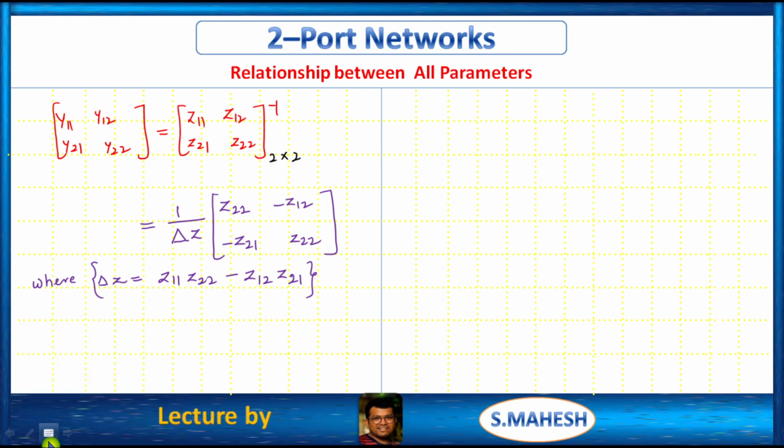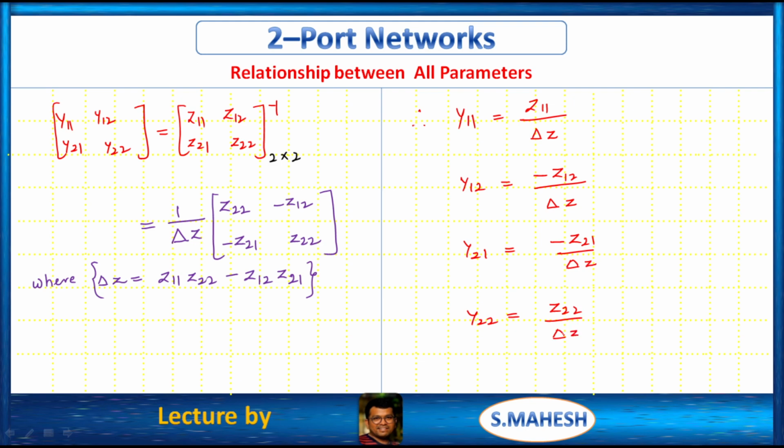Therefore, from this, the required data of Y11 is equal to Z22 by delta Z, Y12 is equal to minus Z12 by delta Z, Y21 is equal to minus Z21 by delta Z, and Y22 is equal to Z11 by delta Z. That's it. This is what is required, right? This is what is given. That's all for the Z to Y transformation. That is, we have to get the data of Y from Z.